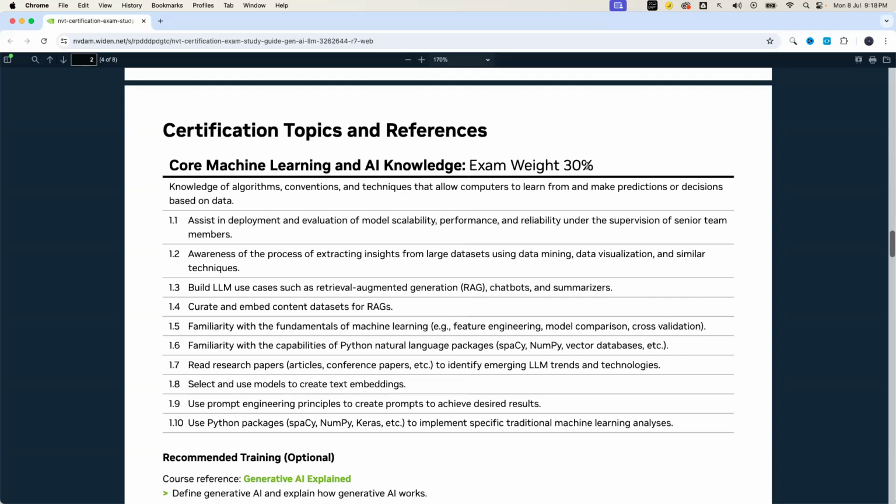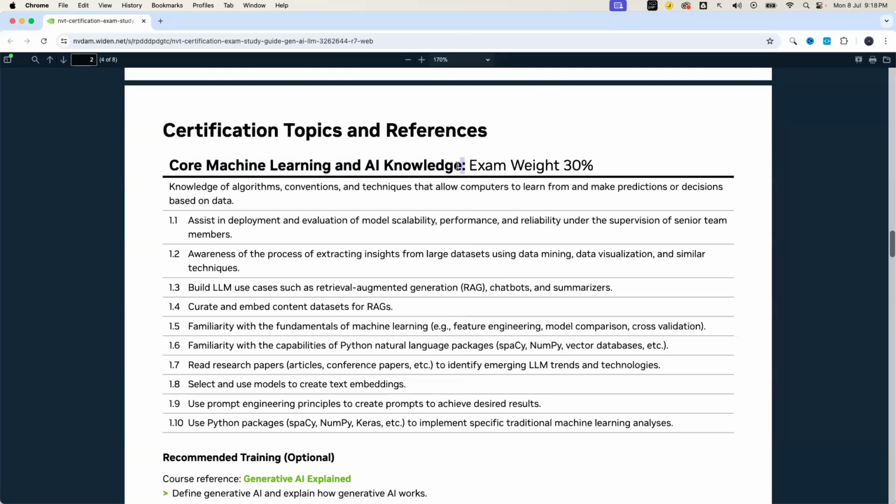This is more like a general understanding about machine learning, deep learning, and how the various tools or techniques will come together in order to help us in analyzing the data set. That's the key idea of this core machine learning and AI knowledge. And it also considers some basic idea about large language models as well.